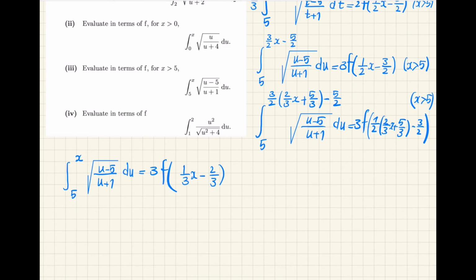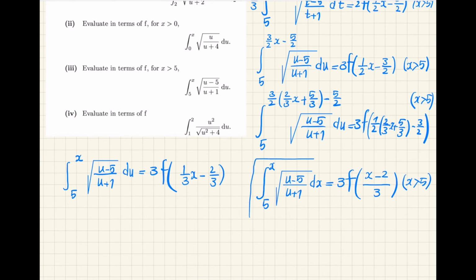So this means that the integral that I was looking for, from 5 to x of the square root of u minus 5 over u plus 1, is equal to 3 times f, and I can write it as x minus 2 divided by 3, if of course x is greater than 5. So that was the expression that I was looking for. Let me make it nicer, if possible.